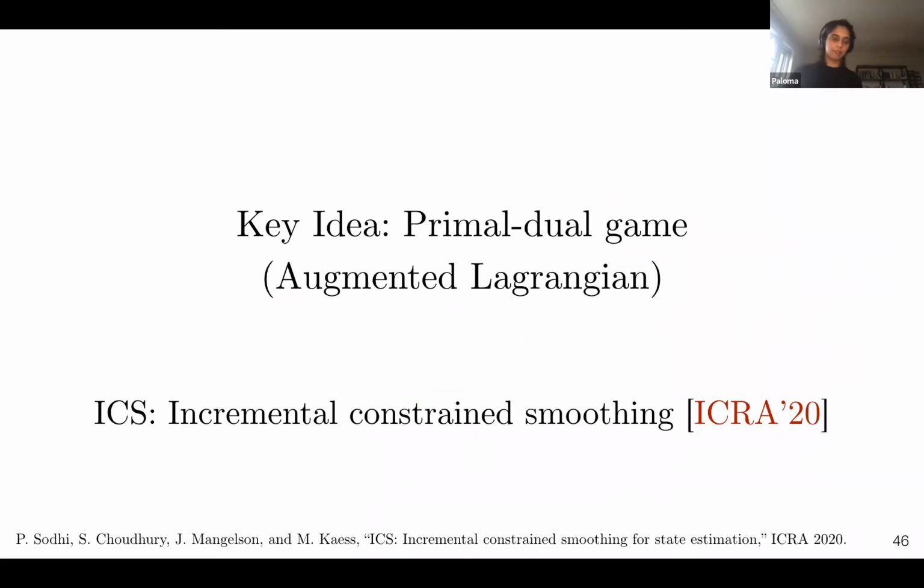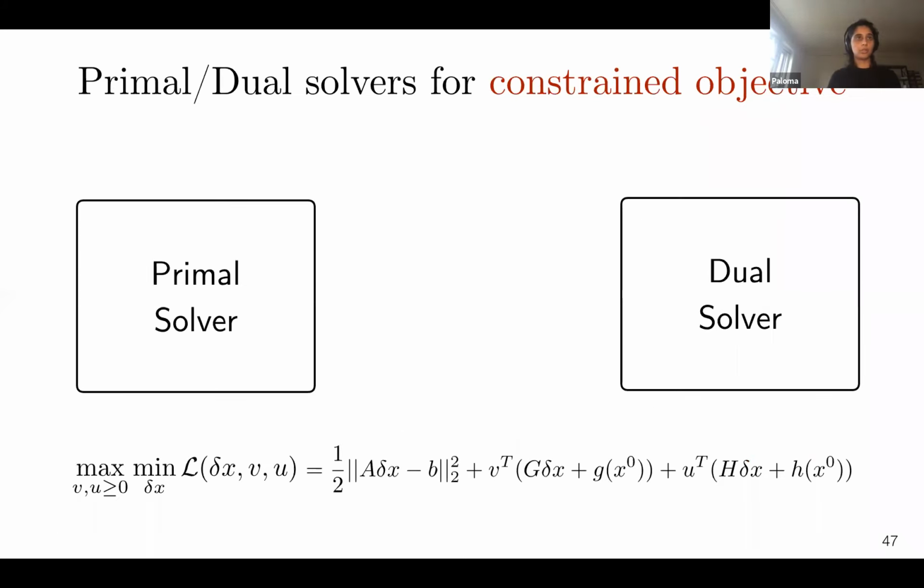So we present a framework, ICS, or incremental constraint smoothing, that solves for a constraint problem efficiently by leveraging primal dual methods. In particular, we use the augmented Lagrangian method that solves this problem as a two-player game. So the two players here that we mention are the primal and the dual solvers. And both these solvers together are optimizing for a single objective that you see below.